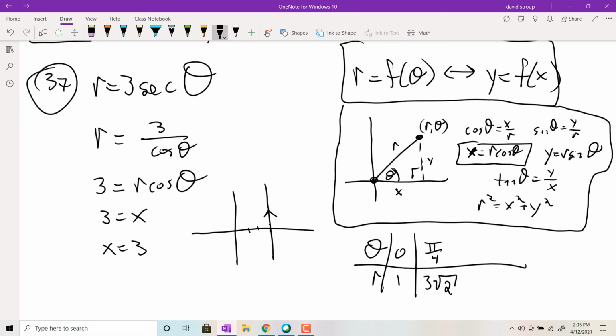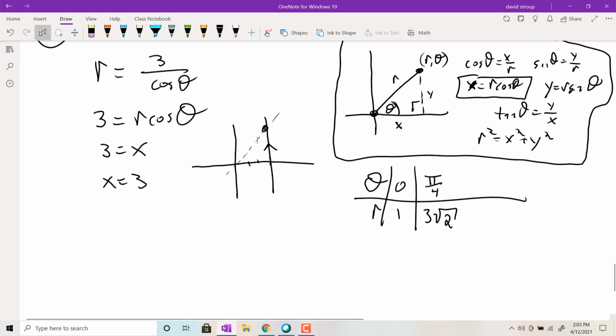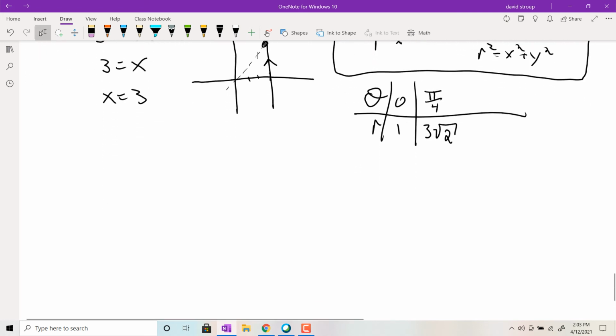Okay? So it starts at 3 on the x-axis, and then it rotates over to angle pi over 4, at which point it's at 3 root 2. So it seems to be going up. Okay, but I wouldn't take off points. Just show me the line x equals 3. And I'd probably be happy.